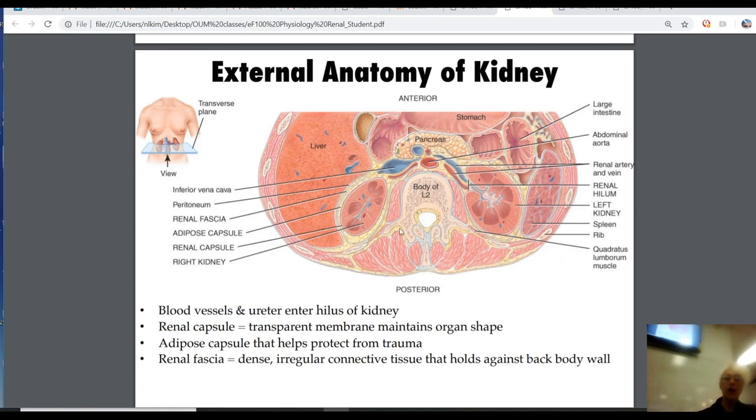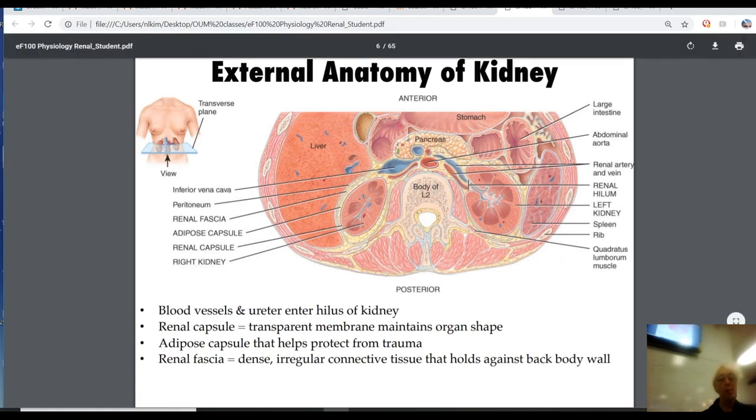This is a cross-section of the kidney that helps you see how and where the kidneys are located. So you see that the kidneys are protected. They are posterior to the abdomen and the gastrointestinal system, and this fatty tissue helps us protect our kidneys from any types of trauma.